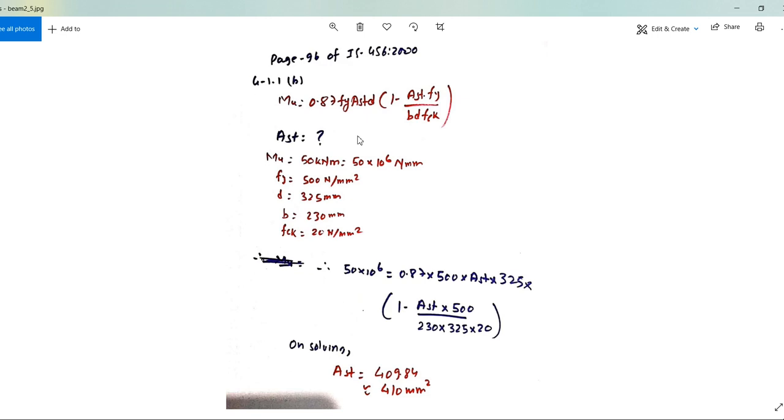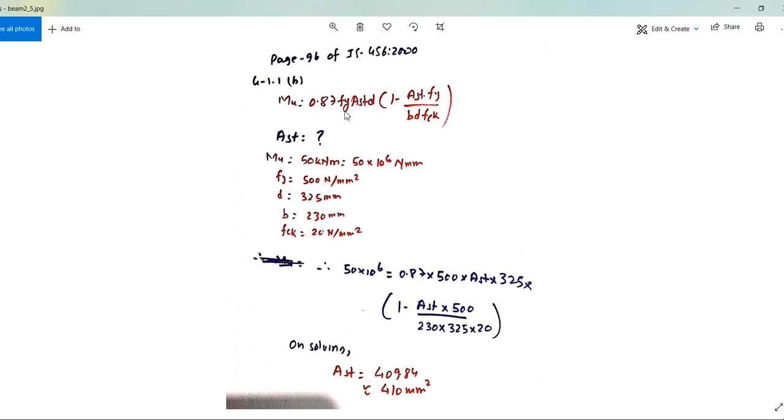Now after we have decided that the beam is singly reinforced, we need to find the value of Ast, that is, the amount of reinforcement. We have another formula on page 96 of the same code, clause G-1.1b. Here is the formula. Mu, the design moment, is 50 kilonewton meter, equal to 50 into 10 to the power 6 Newton mm. The units we are using are all in Newton and mm.